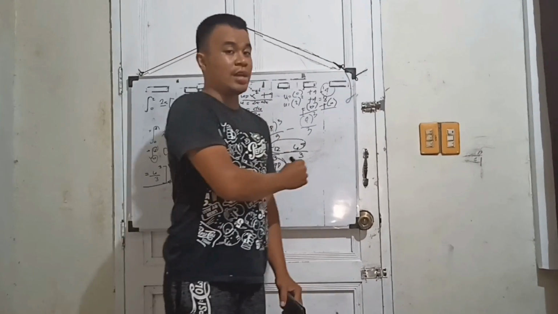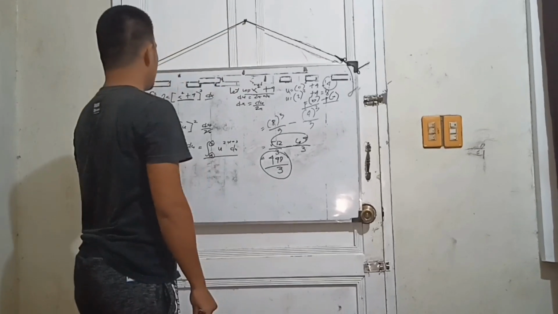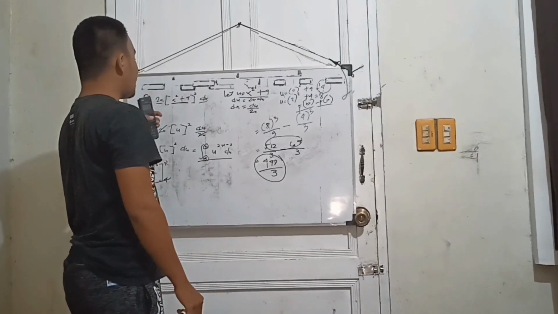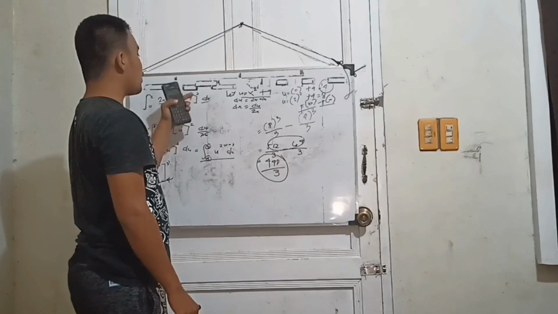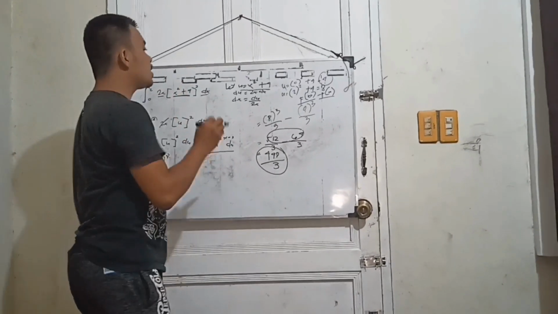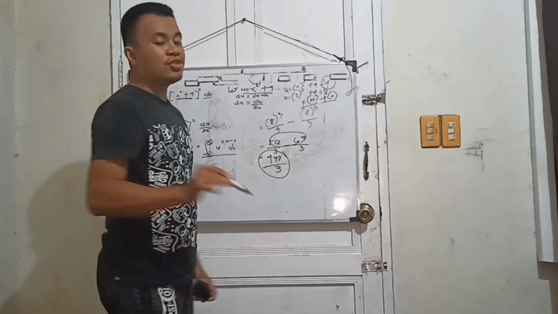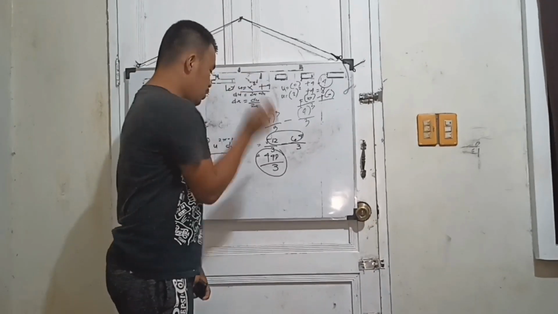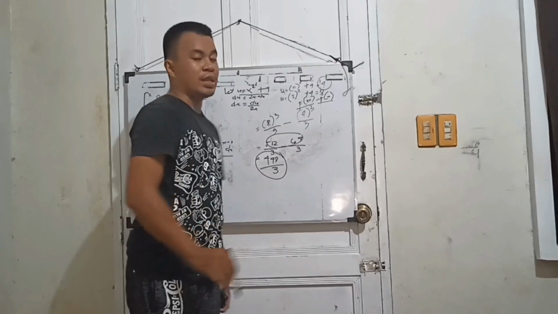This is our answer. So the answer of the integral of 2x times (x squared plus 4) raised to the second power, from the limit of 0 to 2, using u substitution and the changing of limits, is equal to 448 over 3.